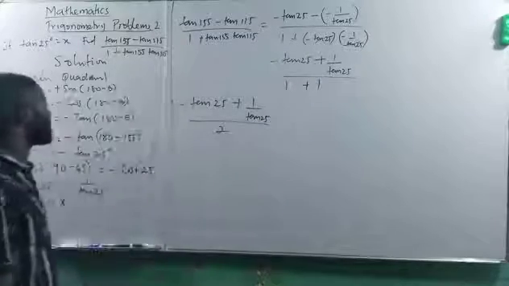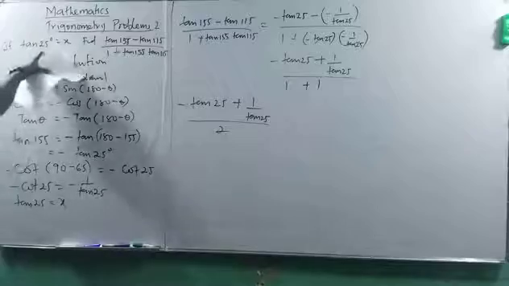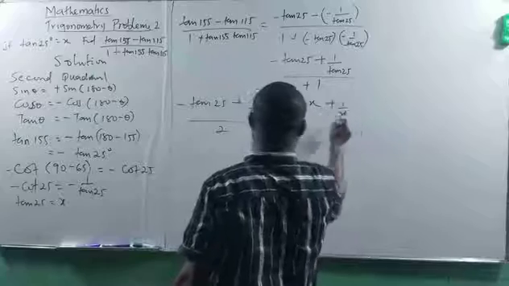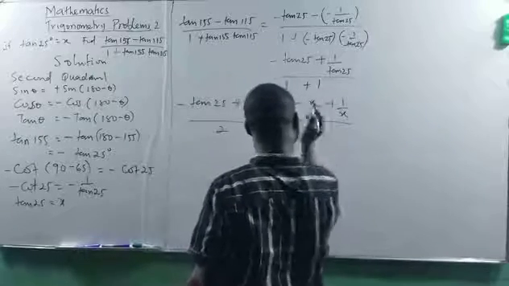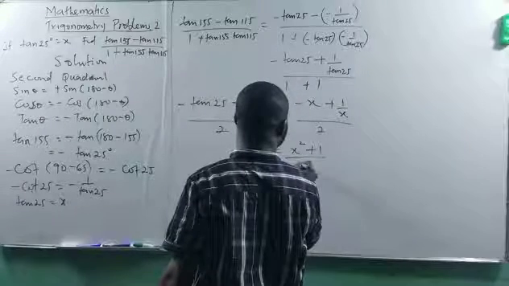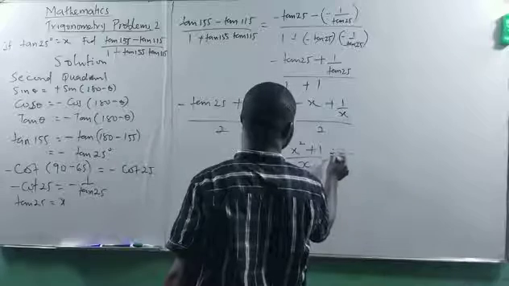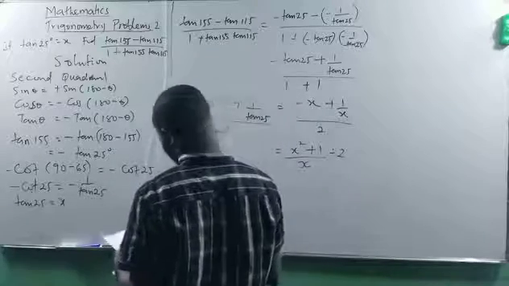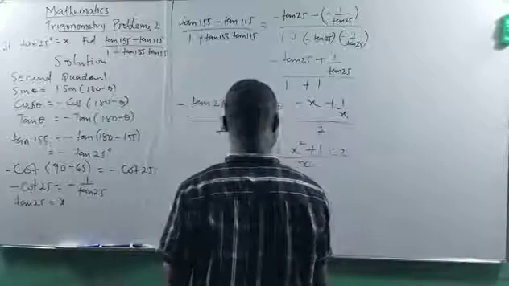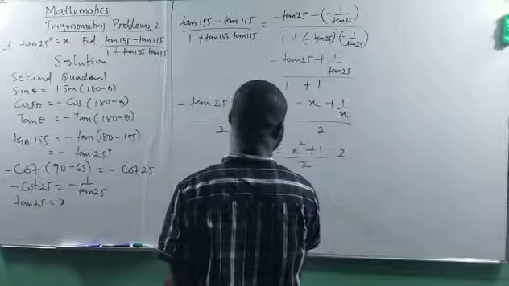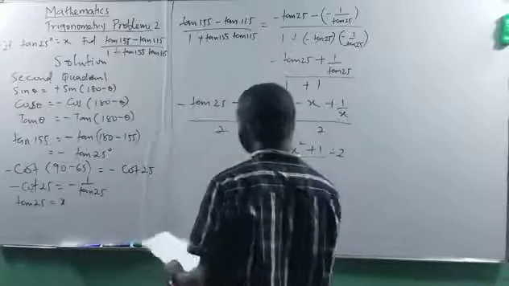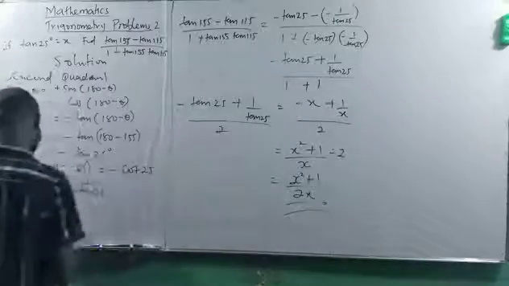Now, that is what I'm saying, and I was told that tan 25 is equal to x. It means I'm saying that minus x plus 1 over x, divided by 2. Now, I'll be having x squared plus 1 over x, divided by 2. At this junction, I'll be having x squared plus 1 over 2x. Now, that is my answer.